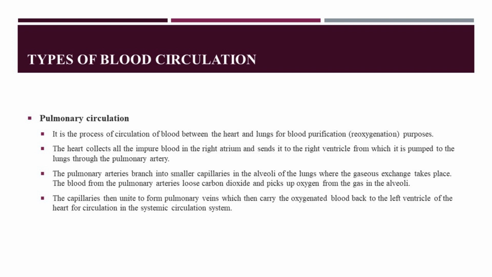The blood from the pulmonary arteries loses carbon dioxide and picks up oxygen from the gas in the alveoli. The capillaries then unite to form pulmonary veins, which then carry the oxygenated blood back to the left atrium of the heart for circulation in the systemic circulation system.